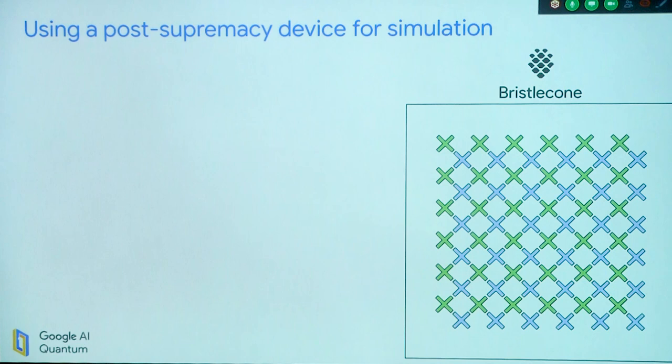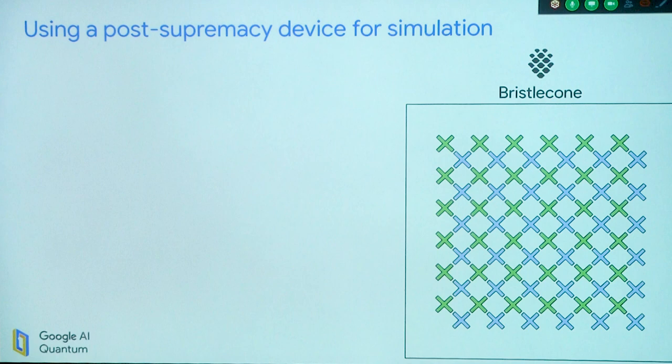So how does one use a device that is not fully logical qubit ready to do this type of simulation? I've titled this using a post-supremacy device for simulation, and what I mean by that is, if you had a device which you assumed to be capable of this quantum supremacy experiment, what does it immediately imply for your ability to do simulation? And is it an optimistic future or one that requires a little bit of work? This is an image that Julian from our hardware team showed about 2 years ago at the March meeting for the Bristlecone device with 72 qubits.